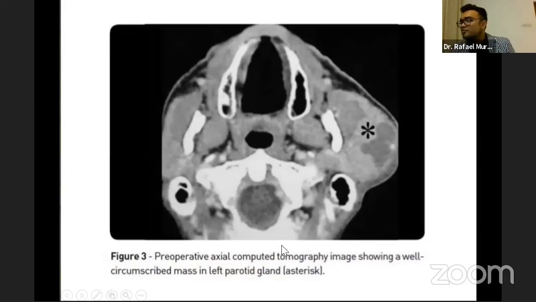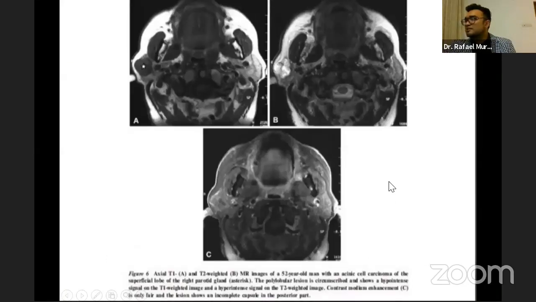So this is a case of preoperative axial CT scan images showing a well-circumscribed mass in the left parotid gland, which actually turned out to be acinic cell carcinoma. And an axial T1-weighted image on A and T2-weighted image on B, MR images of a 52-year-old man with acinic cell carcinoma. We can see the tumor is hypointense on T1-weighted image, hyperintense on T2-weighted image, and inhomogeneously enhanced on contrast-enhanced images. It turned out to be an acinic cell carcinoma.